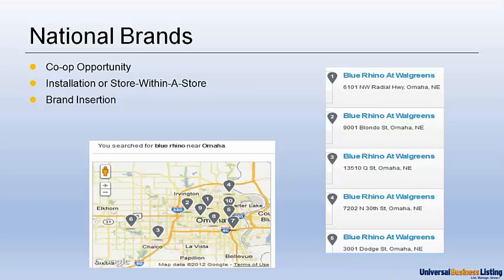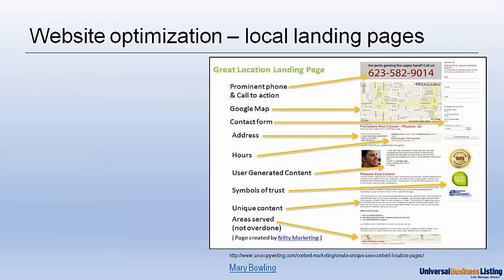Another good example is the installations or store within a store, maybe a red box. Here is a Blue Rhino example. They don't own the physical location, but they have a sub-installation within a garage or other location. And that's a very significant opportunity for a national brand to increase exposure. And the example with Blue Rhino is quoted that they increased their visibility by 43% with the use of that.